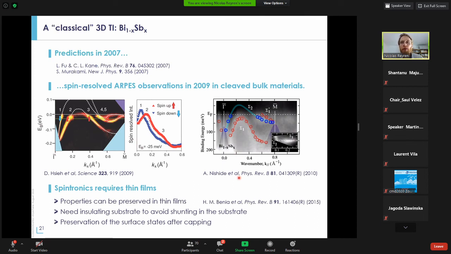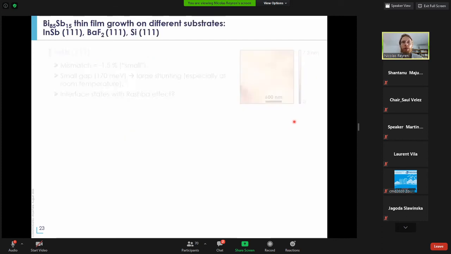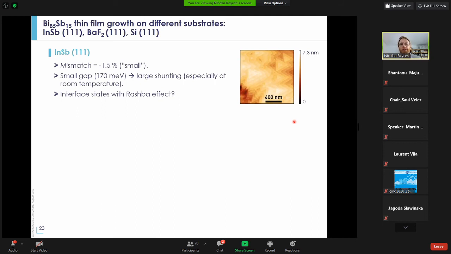In fact, Benya and co-workers showed that it was the case in 2015. You need an insulating substrate to avoid the shunting in the substrate, and you need to preserve again the surface states after the capping. So back to Cassiope beamline, where this time we do the co-evaporation of bismuth and antimony, and we tried the different substrates.